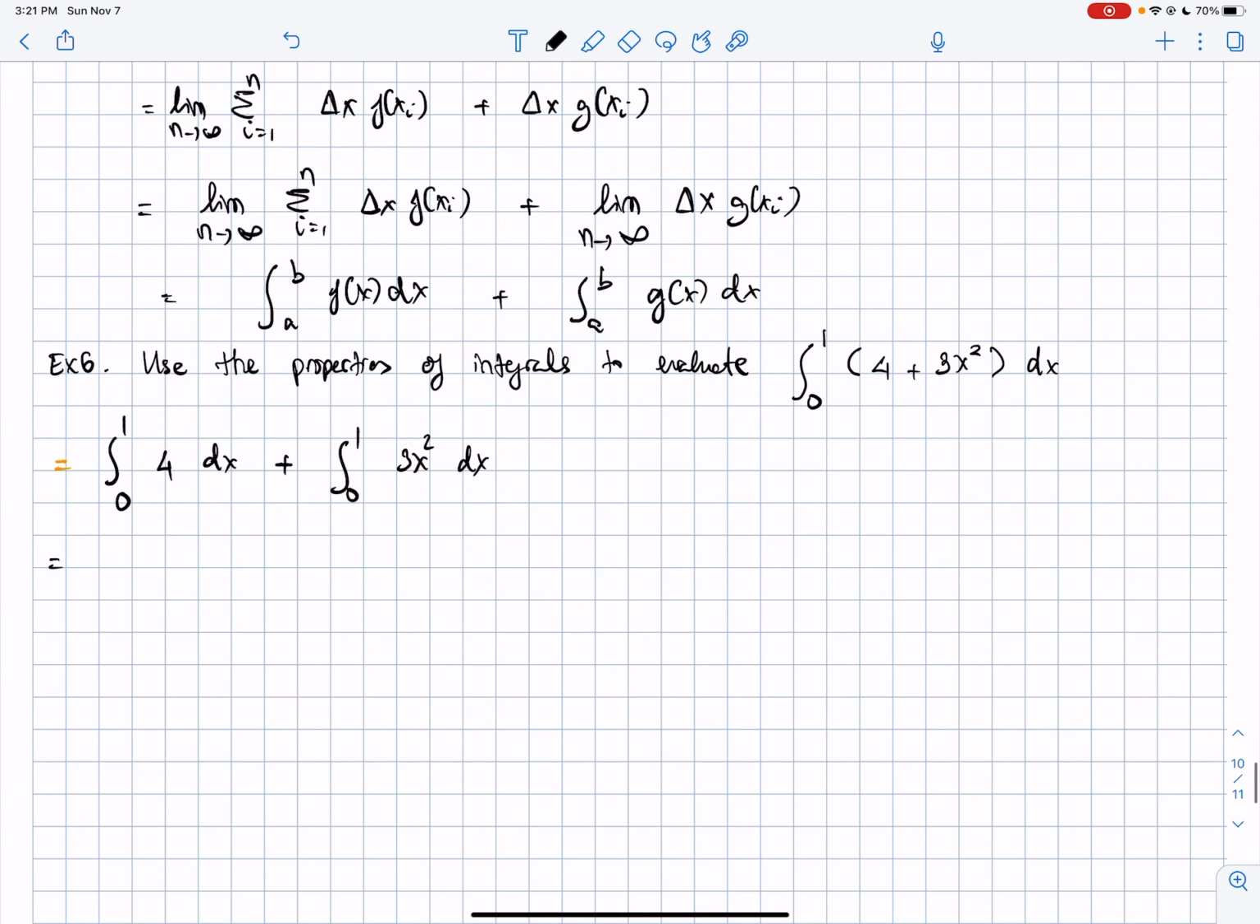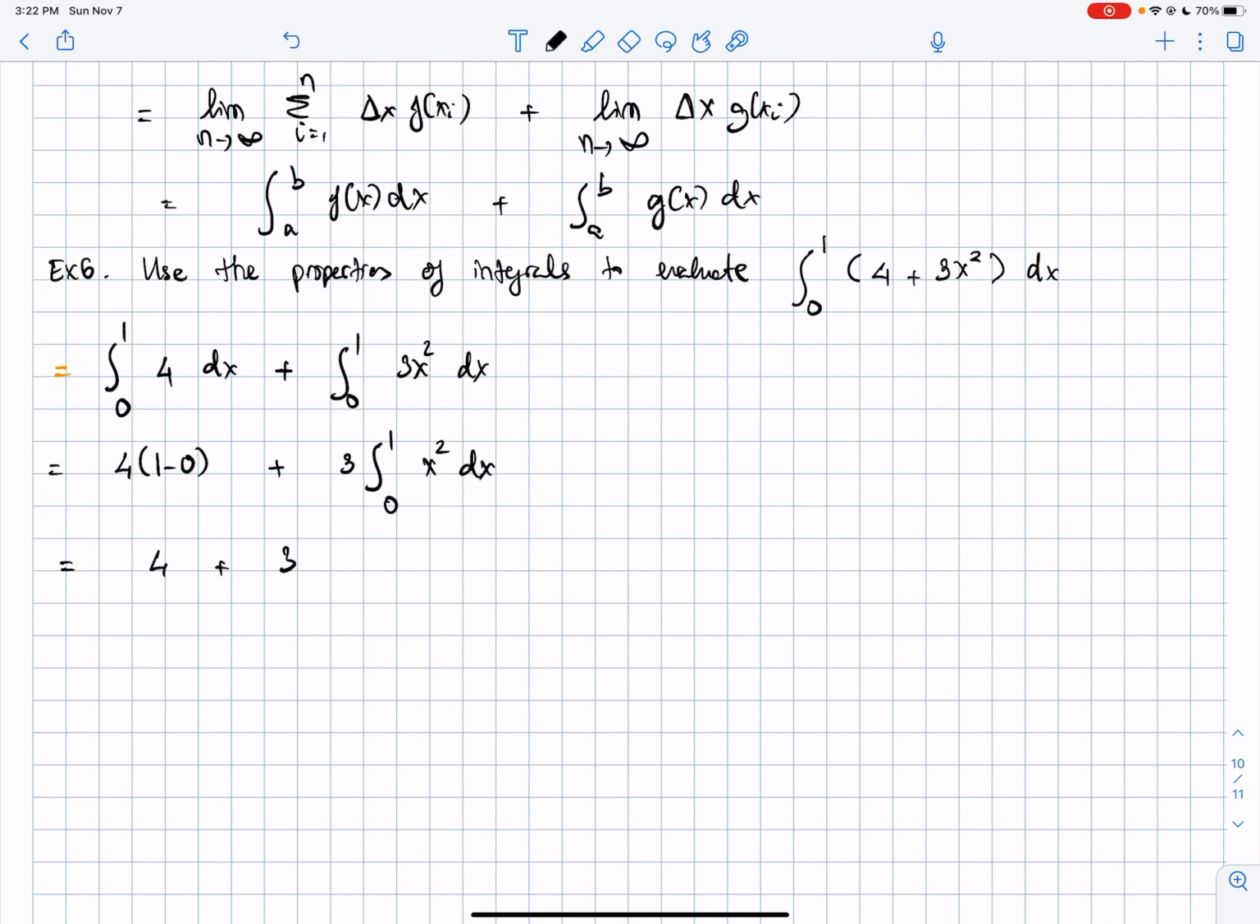So 4 is a constant, so 4 times 1 minus 0, we use property number 1. And we can pull out the 3, so we use property number 3. So we got 4 right here, and copied out the 3. We learned in 4.1 before that the integral of x squared from 0 to 1 is 1/3. So the answer would be 5.